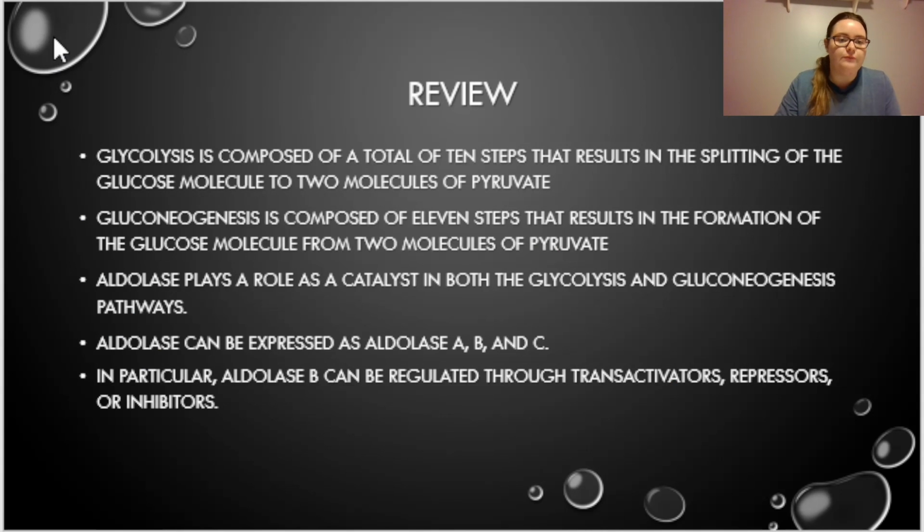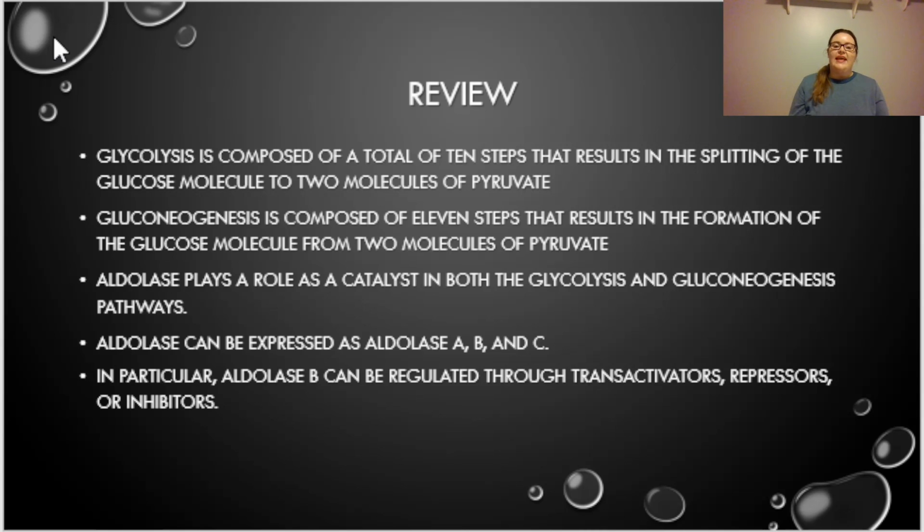So as a review, glycolysis is composed of a total of 10 steps that results in the splitting of a glucose molecule into 2 molecules of pyruvate. Gluconeogenesis is composed of 11 steps if you take into consideration oxaloacetate at the beginning, and this results in the formation of glucose when we start out with the 2 molecules of pyruvate. Again, they're just exact opposites of each other.